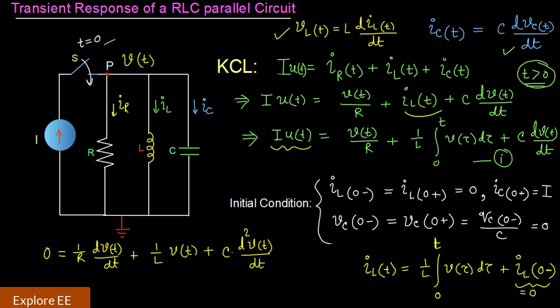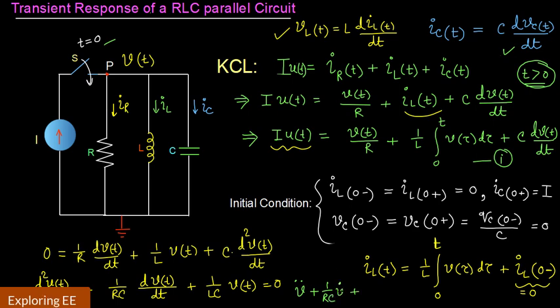Let us rewrite this equation in this form. By dividing it by C, we have d²V/dt² plus 1/RC times dV/dt plus 1/LC times V(t) equal to 0. In short, we can write V double dot, that is the double derivative of voltage, plus 1/RC times V dot, that is the first order derivative of voltage, plus 1/LC times V equal to 0. Let us solve this differential equation to obtain the expression of voltage.